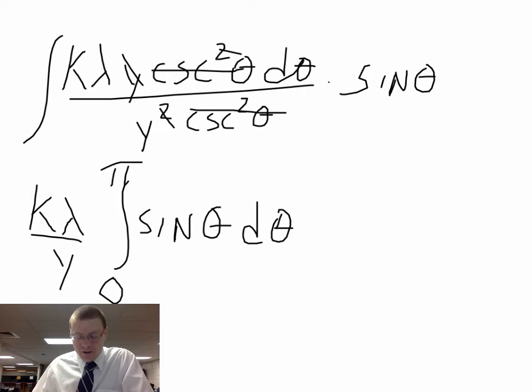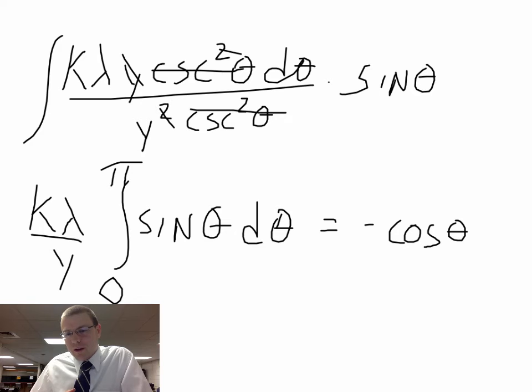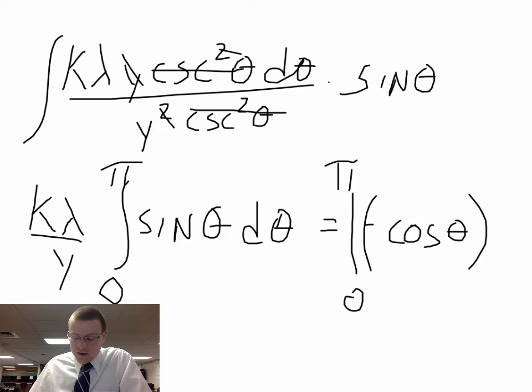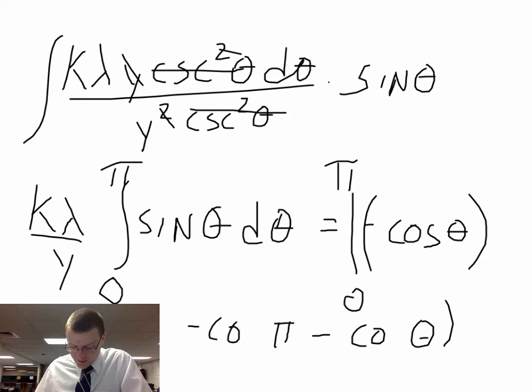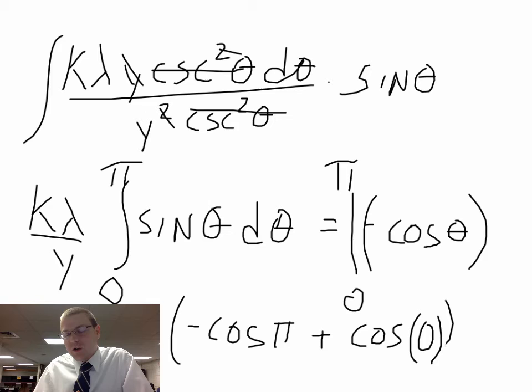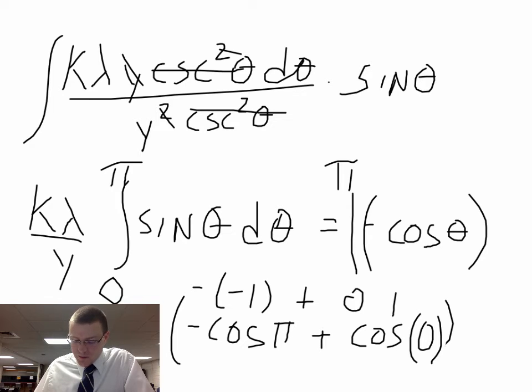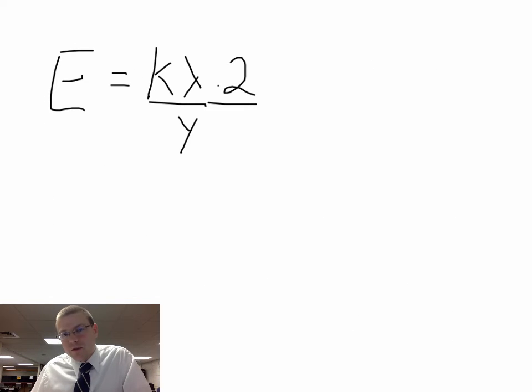So now we need to integrate sine of theta. Sine of theta gives us negative cosine theta, and we're going to evaluate that between our bounds of 0 and pi. So we're going to get minus cosine of pi, minus a minus cosine of 0, or plus. Well, the nice thing about cosine of pi, if you think of your unit circle, is that it's actually negative 1, plus cosine of 0 actually is positive 1. So minus a minus is plus, 1 plus 1 is 2. So the electric field strength away from an infinite line of charge is k lambda times 2 over y.